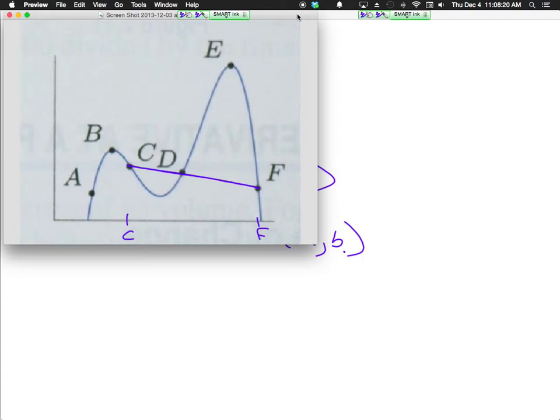So the mean value theorem tells me that somewhere between C and F, I've got to have a tangent slope that's equal to what? Equal to AROC. So what does that mean it will graphically look like, that tangent line? It will be parallel. So can somebody come up here between C and F and draw a tangent line that is parallel to my AROC? Somebody come do it for me, please.